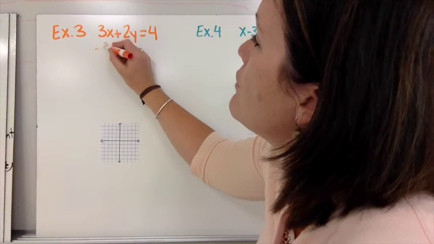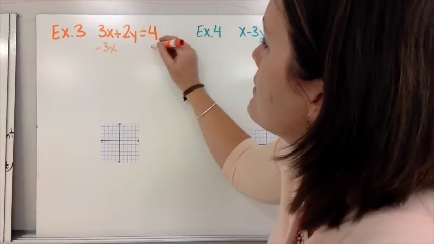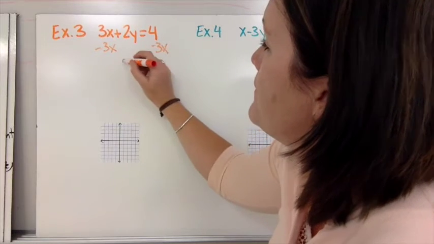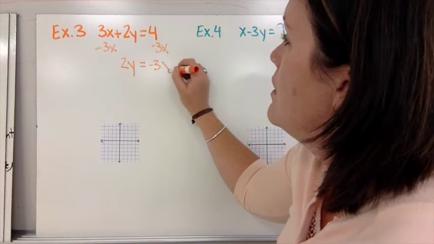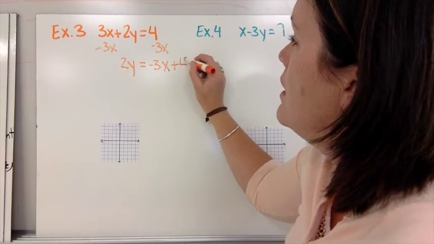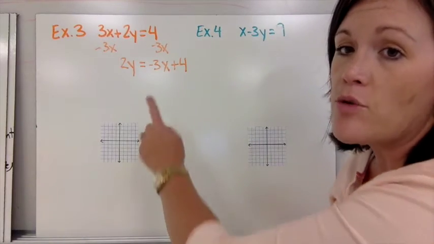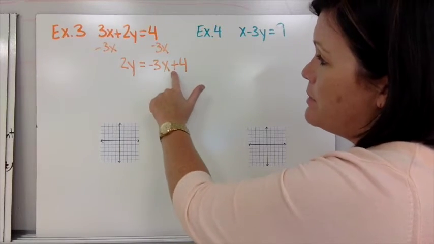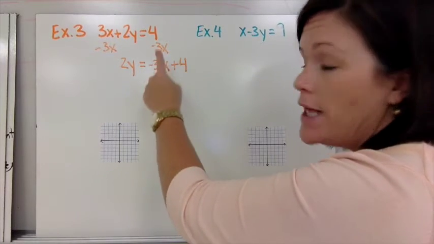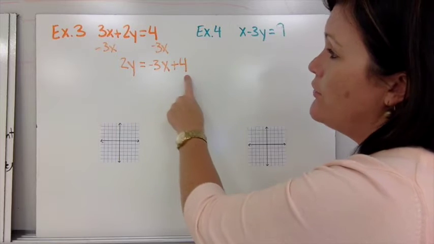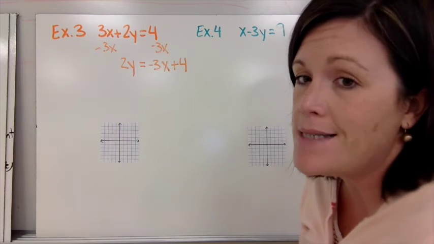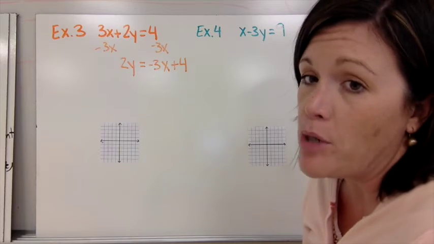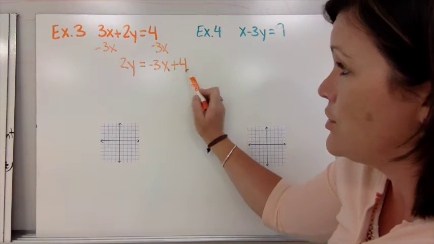So I'm going to move 3x. To move it, I need to subtract it from both sides. So I bring down 2y. And notice on this side, I'm going to go ahead and write it in mx plus b form. So I put the negative 3x first and then the 4. And I can't put them together because they're not considered like terms. One has an x and one is just a number.